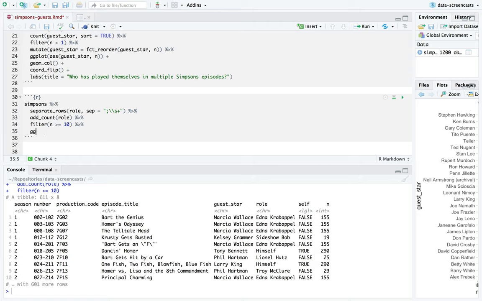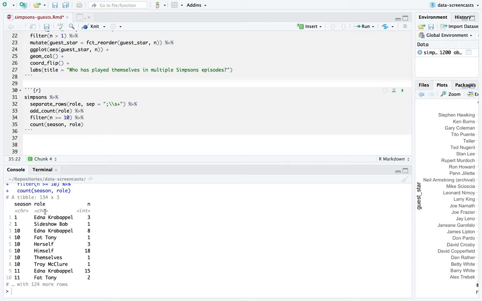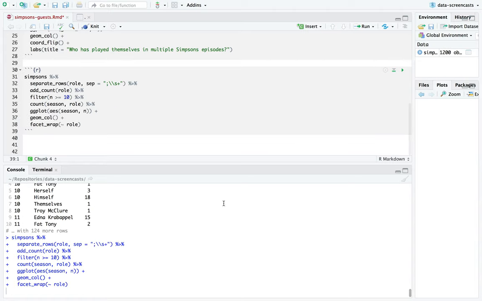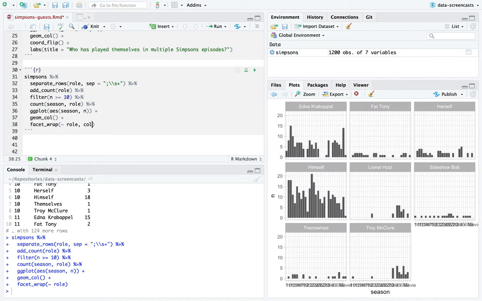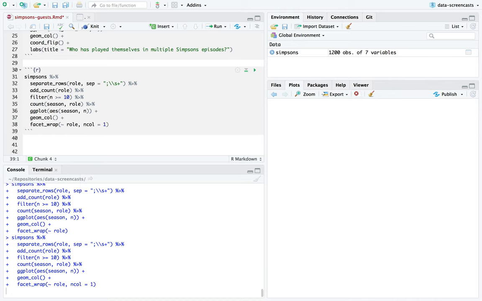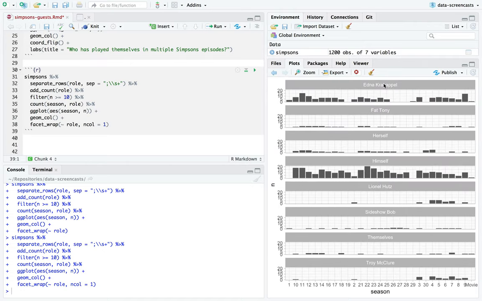What I'm going to do is now count the season and the role. And now I can actually say, like, this is the number of times each role appeared in each season. And then I can do a visualization where I say season n faceted by geom col and faceted by role. So now I can see 8 characters. I want to compare them all to each other. Maybe stacking them on top of each other is the way to go. I don't know how I like that.